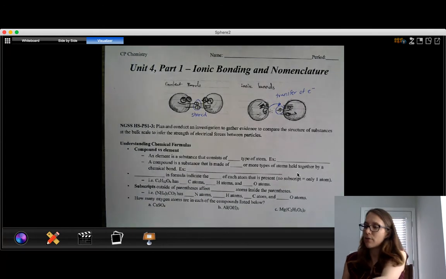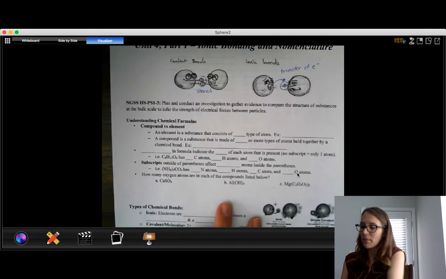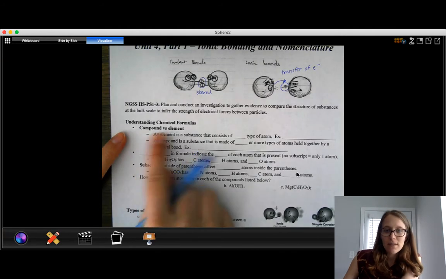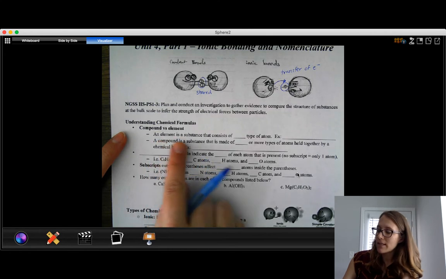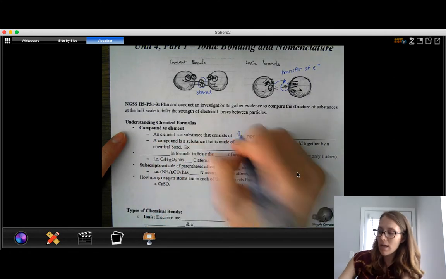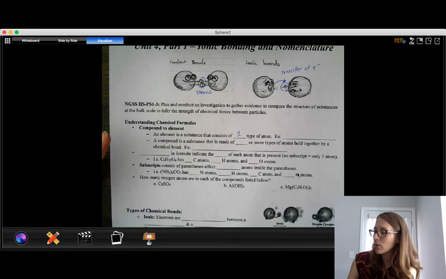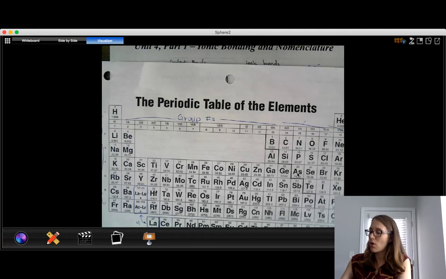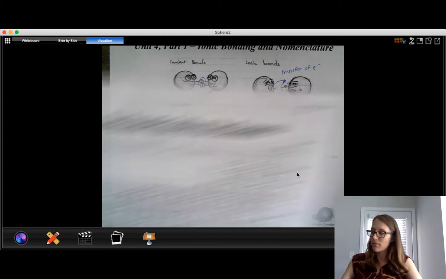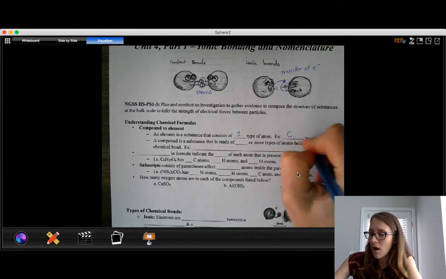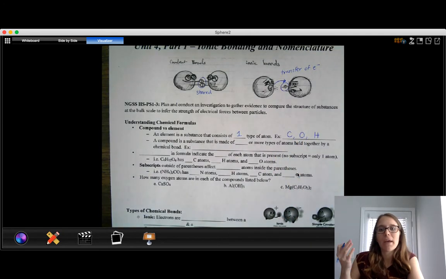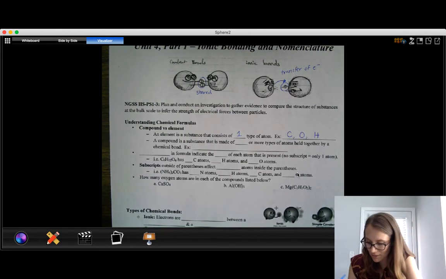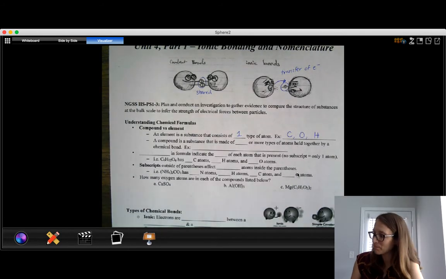Just as a reminder before we get going more into bonding, compounds versus elements. Elements are things that are on the periodic table. An element is a substance that consists of one type of atom found on the periodic table. Examples would be anything from here. Carbon is an example, hydrogen, oxygen. That's just a couple. You could pick any of the 118 that are on the periodic table that I have printed.